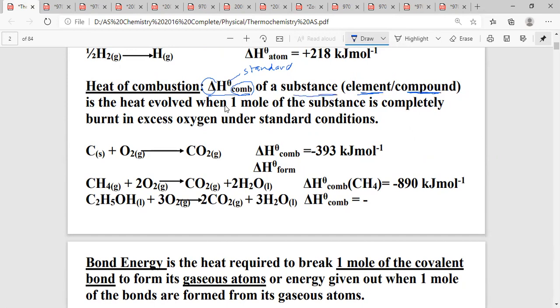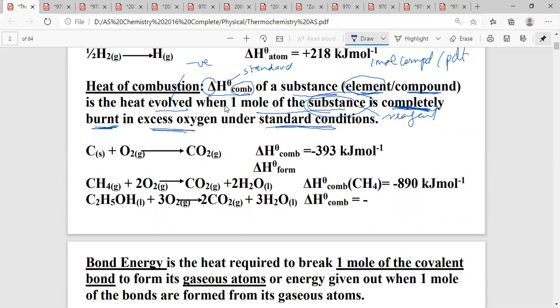The heat evolved is normally given out, so normally it is negative. You burn something, heat is given out. When 1 mole of the substance... Earlier for formation, you talk about the products, 1 mole of the compound. Here it is 1 mole of the element or the substance, that means the reagent. Here it talks about the reactant, not the product. 1 mole of the substance is completely burned. It's completely burned, very important. It means no halfway. In excess oxygen under certain conditions.